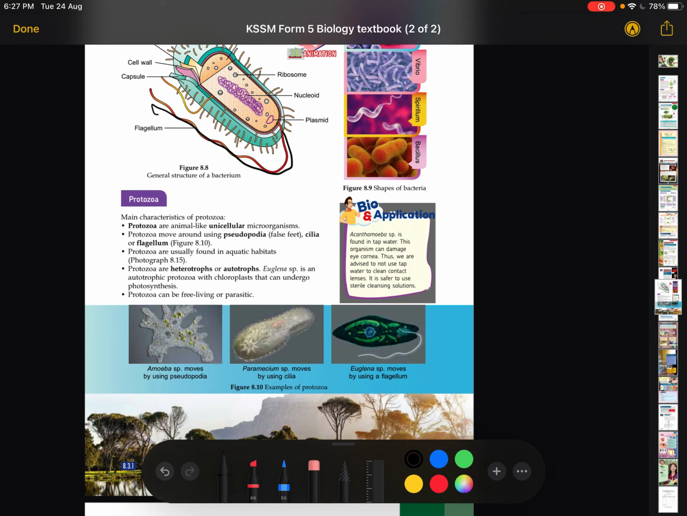And if not, they can use cilia. Cilia is like very sticky legs, and the legs continue sticking and sticking. So yeah, it slowly moves.